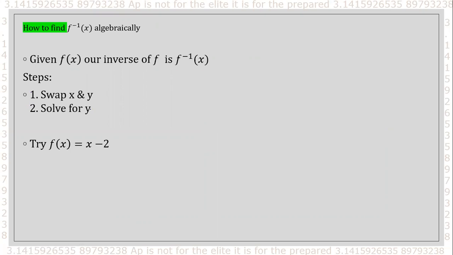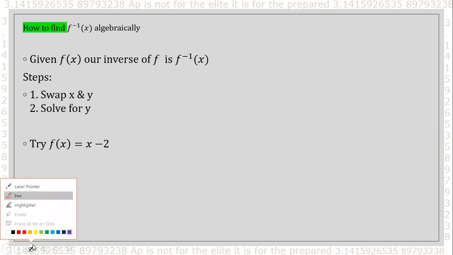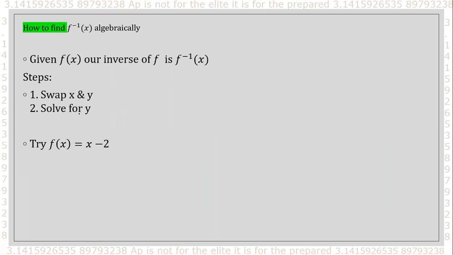So pretty much the steps are still the same. Swap your x's and y's and solve for y. Remember, f of x is the same thing as saying y equals x minus 2. The first step is to swap my x's and y's, so wherever the y was, now we have an x and vice versa. And all you have to do is solve for this y. So I got x plus 2 is equal to y.